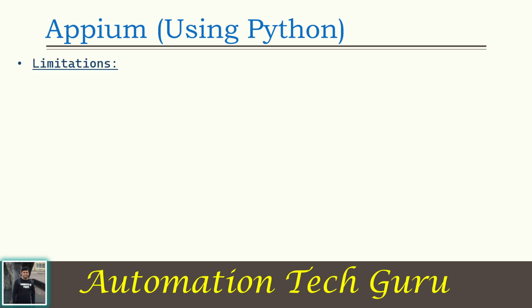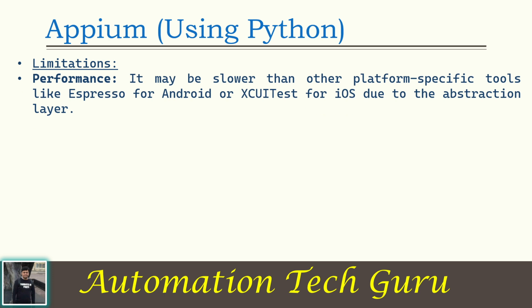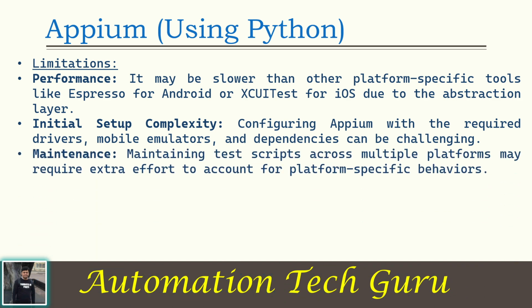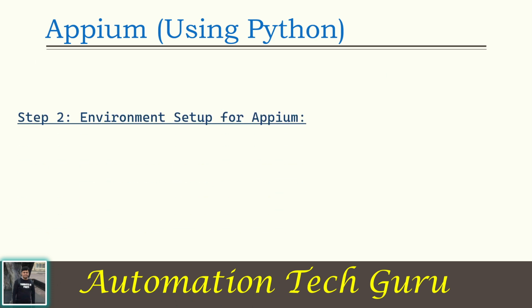Limitations. Performance: it may be slower than platform-specific tools like Espresso for Android or XCUITest for iOS due to the abstraction layer. Initial setup complexity: configuring Appium with the required drivers, mobile emulators, and dependencies can be challenging. Maintaining test scripts across multiple platforms may require extra effort to account for platform-specific behavior.